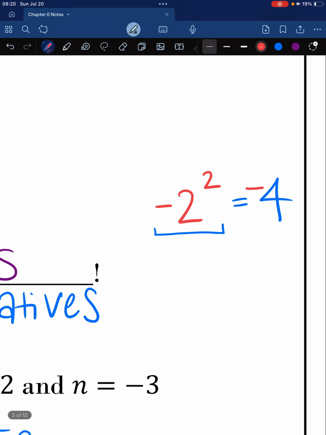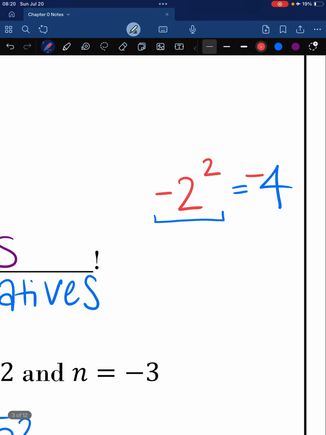So your calculator is actually doing the order of operations here. So let's think about the order of operations. PEMDAS. Okay, there's no parentheses. There is an exponent, and that exponent is only attached to the 2. This negative really is acting like multiplication. It's a negative times 2, which makes that negative, right? So -2 squared. So your calculator's actually squaring 2 first and then multiplying it by the negative.